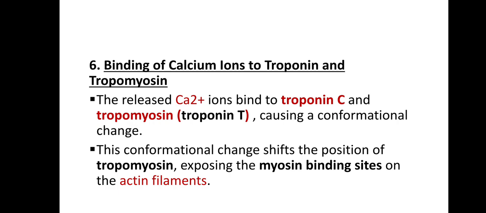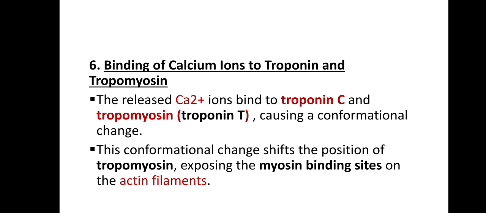So let's look at 6.6, binding of calcium ions to troponin and tropomyosin. Let's see the effect. The calcium released from the sarcoplasmic reticulum via the ryanodine receptors is now in the sarcoplasm, also known as the cytoplasm of the muscle cell. The released calcium ions bind to troponin C and tropomyosin, which is troponin T, causing a conformational change.